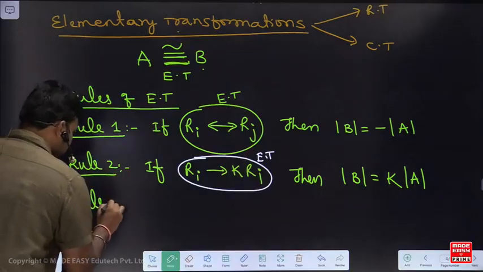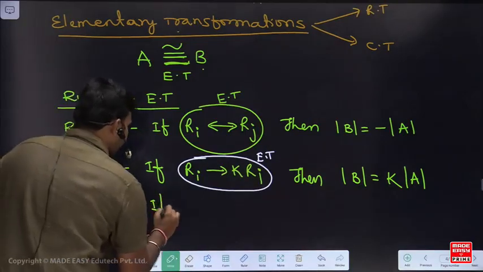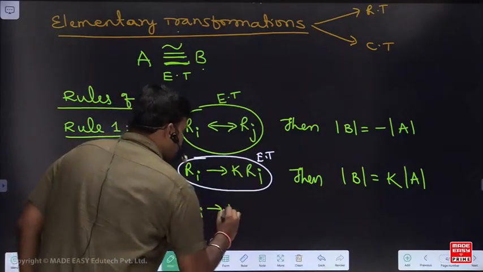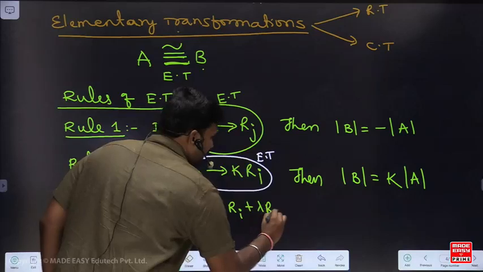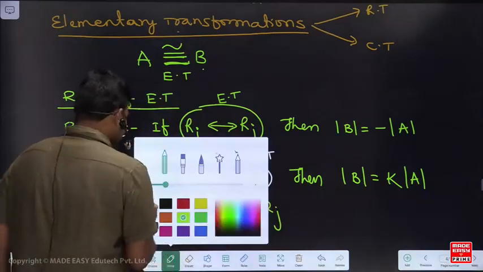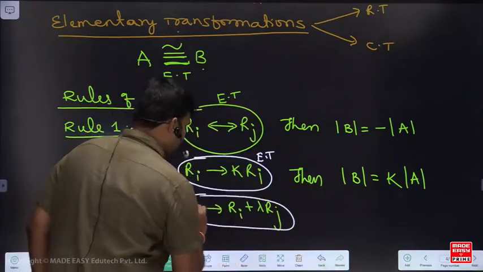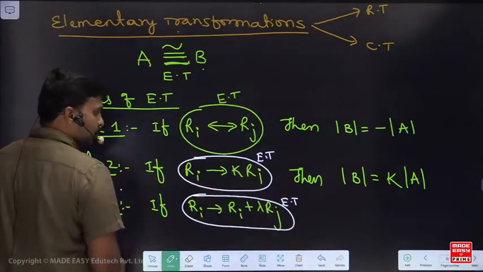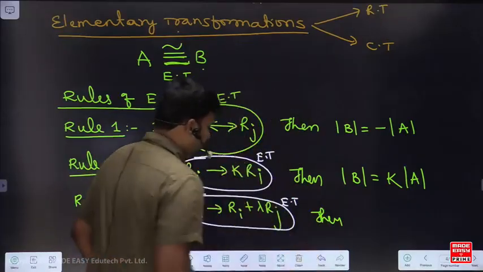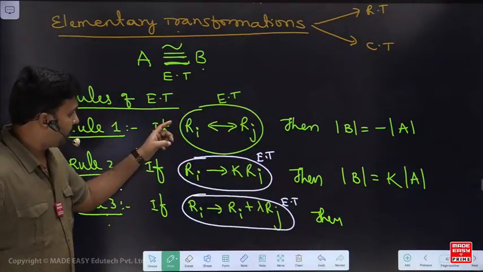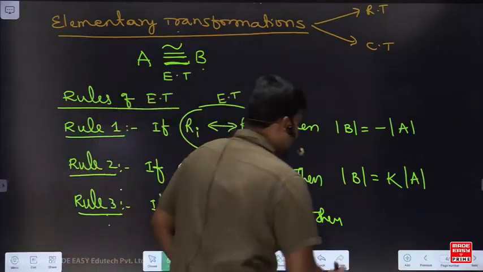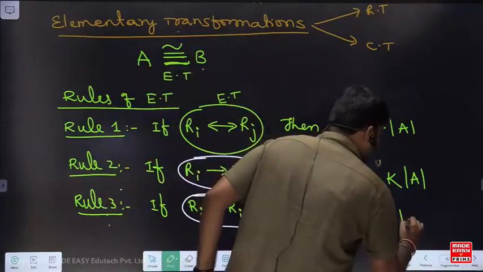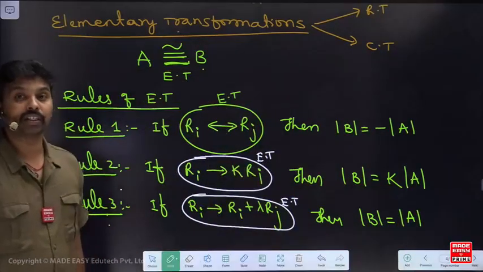Next one, rule 3. I am going to take another elementary transformation, that is Ri to Ri plus lambda Rj. This is another elementary transformation, dear. This is the third one. Then there is no change in the determinant. The determinant of the resultant matrix will be equal to the determinant of the original matrix.